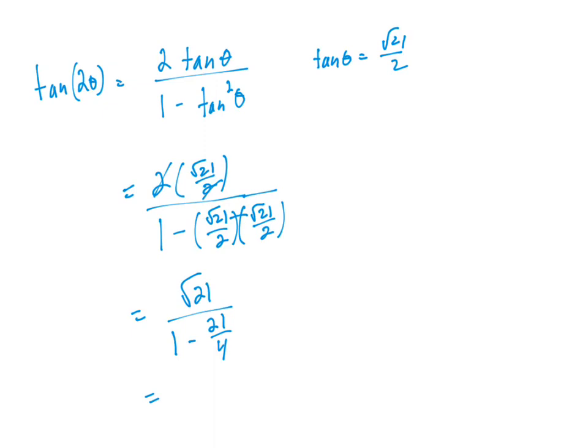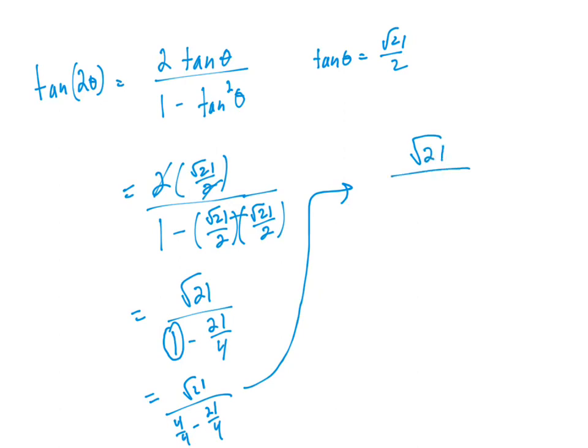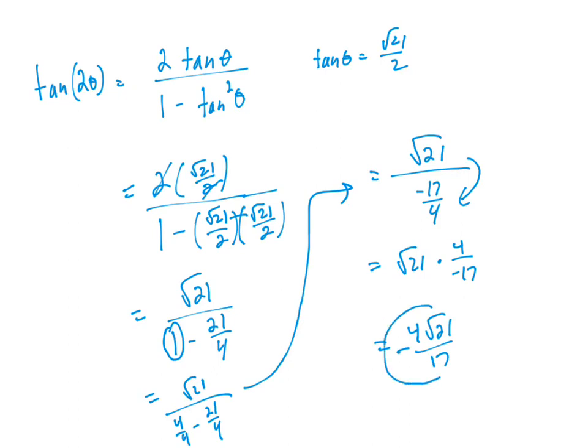So we need to simplify this fraction. I'm going to rewrite 1 as 4 over 4. We need to write the numerator, square root 21, divided by 4 over 4 minus 21 over 4. In the numerator, square root 21. In the denominator, 4 minus 21 is negative 17 over 4, like this. And so I have square root of 21 divided by negative 17 over 4. That's the same thing as square root of 21 times the reciprocal, 4 over negative 17. So we end up with 4 square root of 21 divided by 17, and it's going to be negative. So that's how we find the double angle value for tangent of theta.